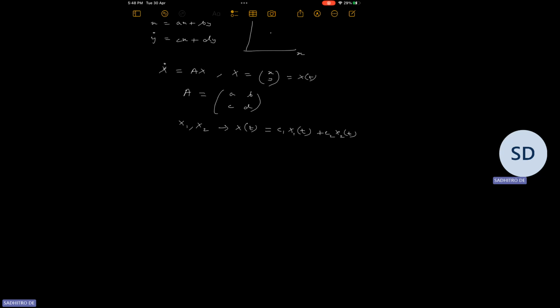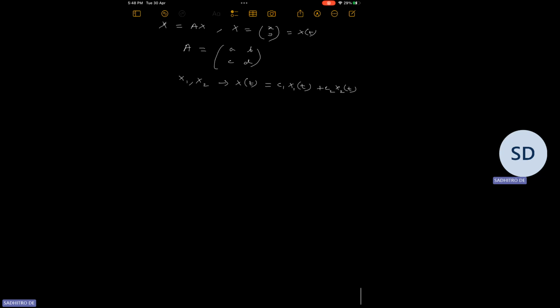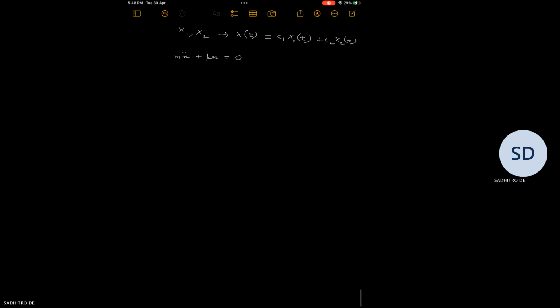Okay, so what is an example of a physical system which we can study, which is two-dimensional? The simplest example is that of a linear oscillator: m x double dot plus k x equal to 0. Now this system can be written as a system of two variables: x dot equal to v, and v dot equal to minus k by m into x.